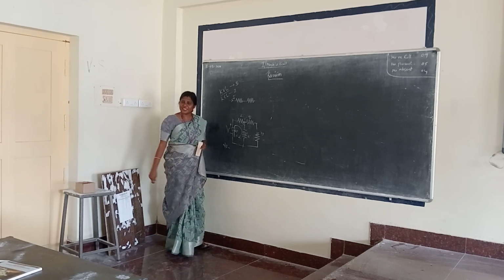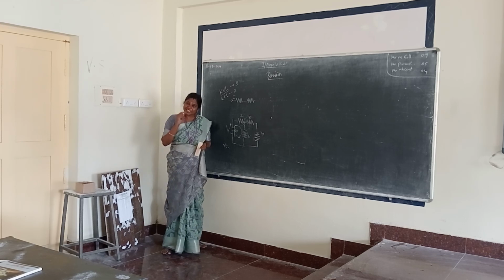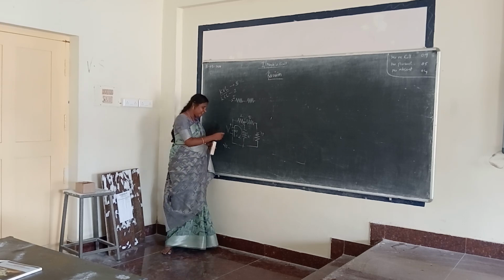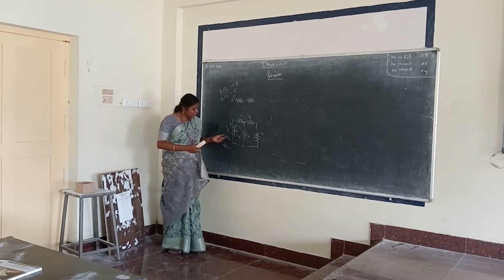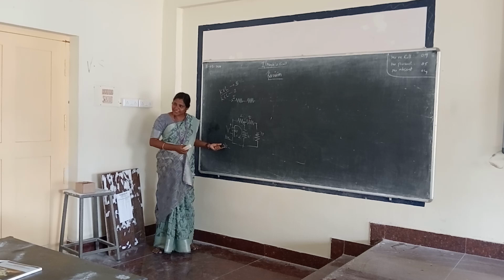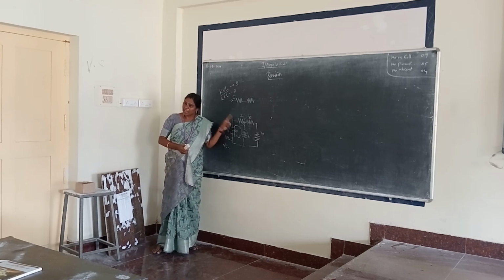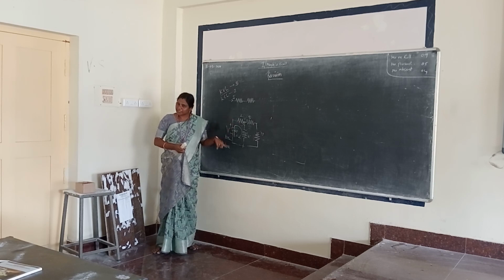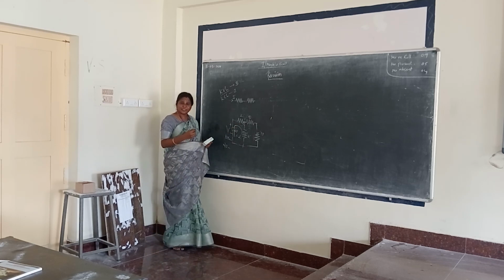What is the voltage value for this resistor? Minus 2? 2 is the resistor value, not a voltage value. KVL means everything I need to write in terms of voltage. It is a resistor value, but I need the voltage across this resistor. I cannot write the resistor value. I should write the voltage across that resistor. Just tell me, what is the voltage across this resistor?